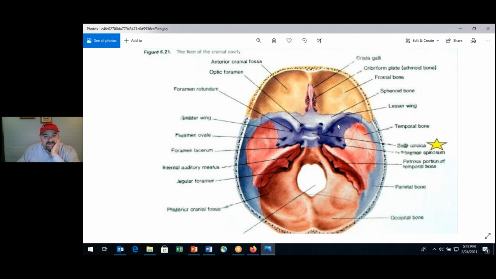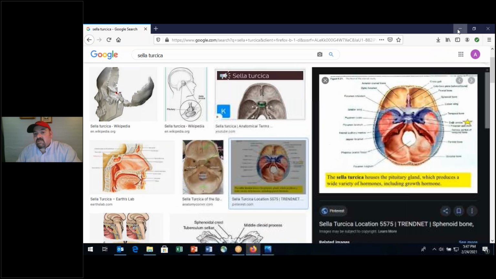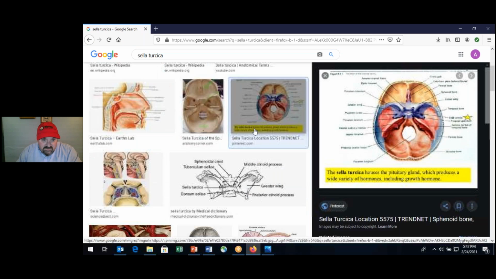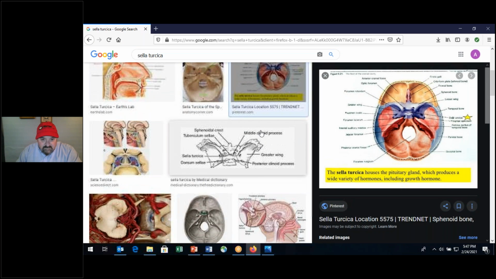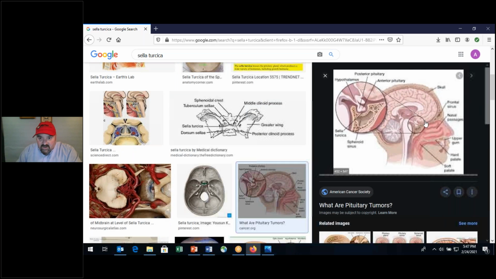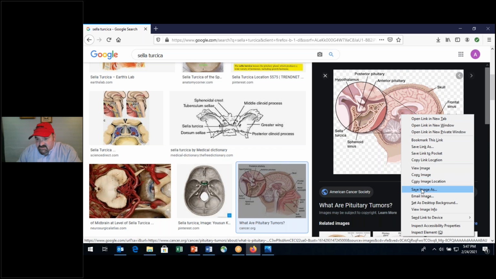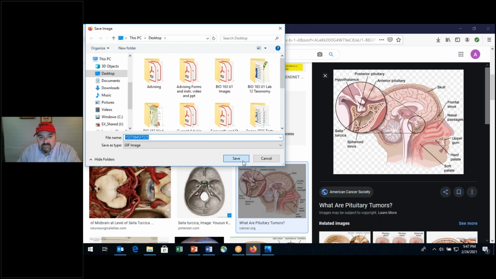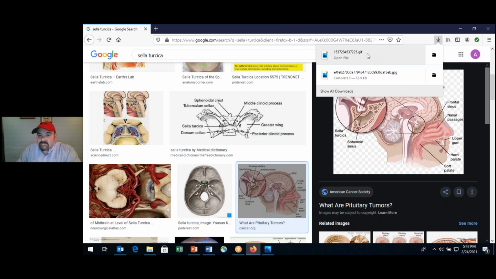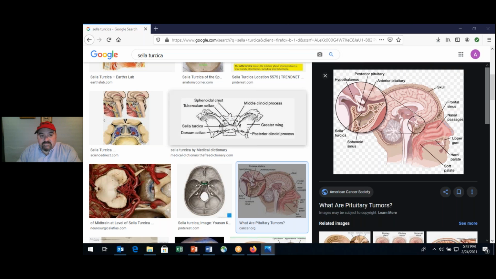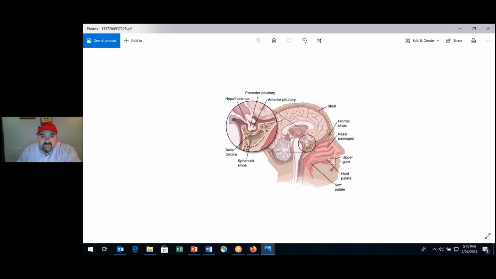The sphenoid bone is this wing-shaped, odd-looking bone, right? And then we have the occipital bone and the foramen magnum. So let's take a look at the lateral view. There we go. Again, I'll just make this bigger. Okay, well, a little bit bigger.